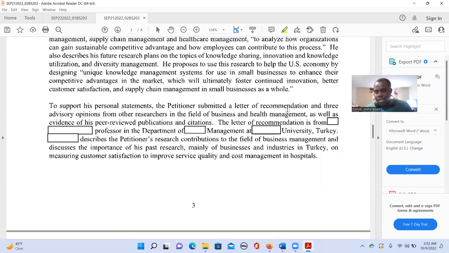A letter of recommendation. I have a problem with this one. You file this petition, you are only submitting one letter of recommendation and three advisory opinions, which, let's say together, four. I think four is too small. Mostly I do six recommendation letters. So let's look at that also.